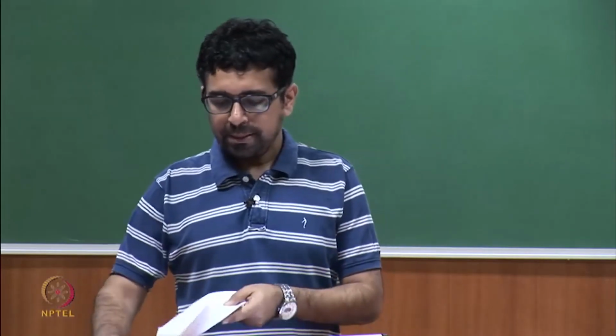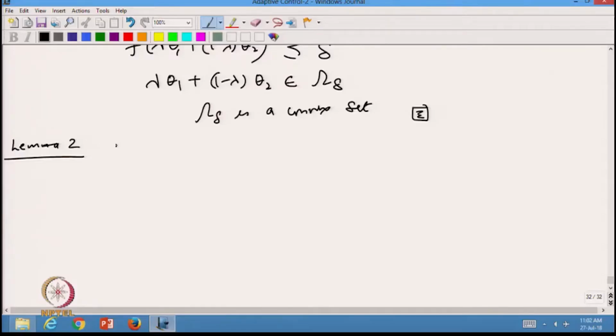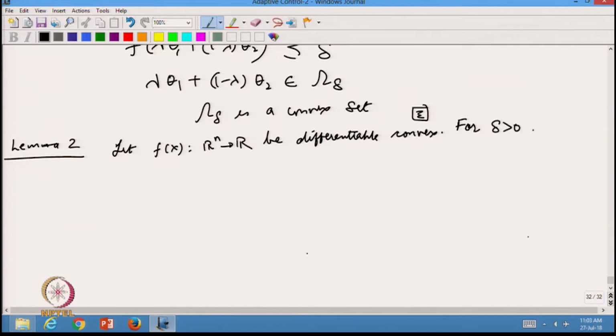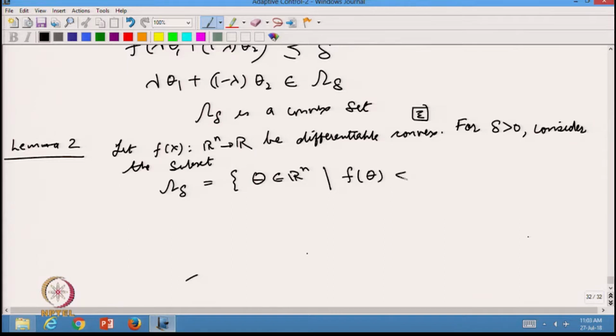Okay. So, lemma 2 says that, let there be a function f of x going from R n to R. Let this function be differentiable and convex, and for delta greater than 0 we consider the subset omega delta, which is constructed similarly, which is where the element theta belongs to R n such that f of theta is less than or equal to delta.